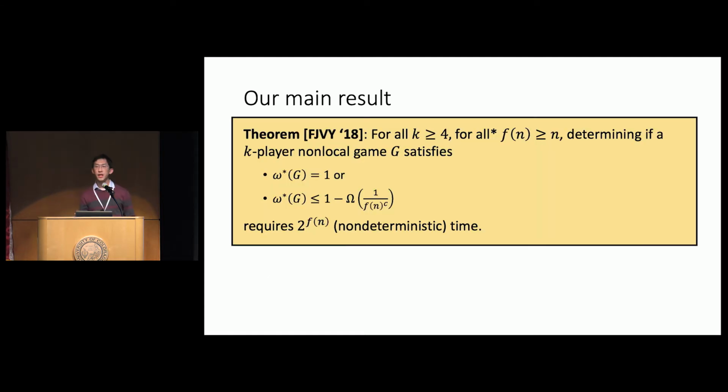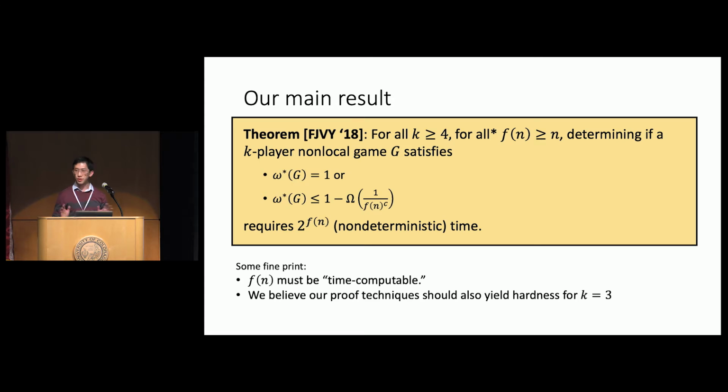All right. So let me state our main result. Our result says, for all k greater or equal to 4, where k is the number of players, for all functions f of n that's greater than n, the problem of determining whether a k-player non-local game G satisfies omega star of G equal to 1, meaning that there is some strategy that allows 4 or more players to win this particular game with 100% probability, or the success probability is at most 1 minus, let's say, 1 over f of n, promised that one of the two cases is satisfied, requires 2 to the f of n time, even if you're given non-deterministic resources.